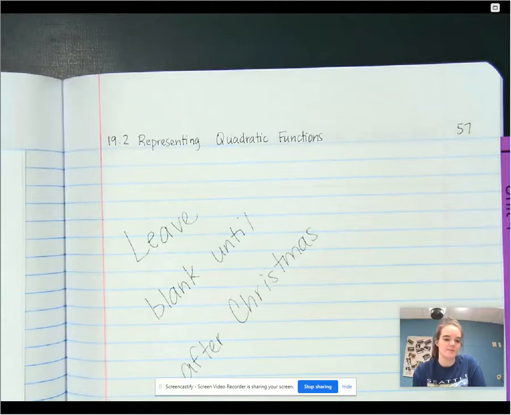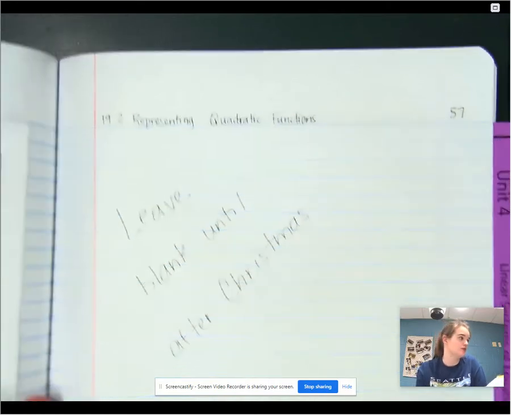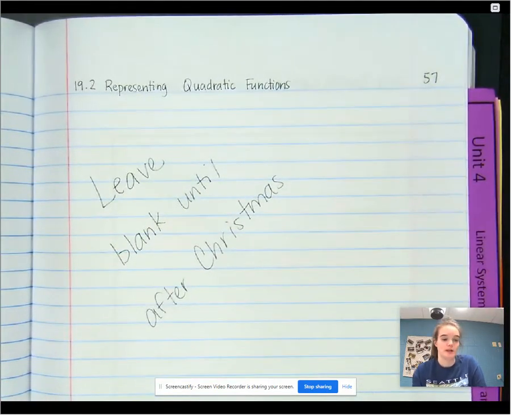All right, so way back before Christmas, I told you we were going to leave a page in your notebook blank, and we did. That was page 57. We labeled it 19.2, representing quadratic functions. That's what we're going to glue in the foldable today.